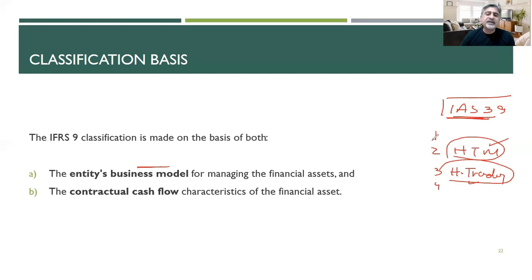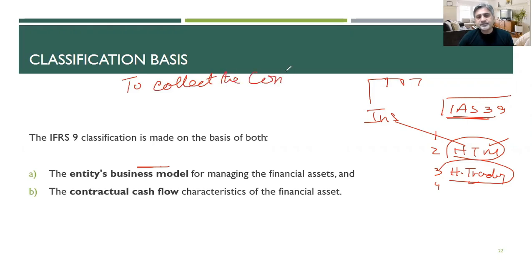You are a different entity. You are an insurance company. And you have some part of your portfolio invested in certain bonds. You don't trade them on a daily basis, and you don't have any intention of trading them. You have only the intention of collecting the cash flows. We call it collecting the contractual cash flows.